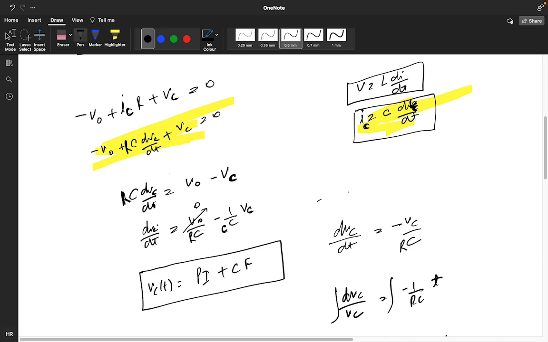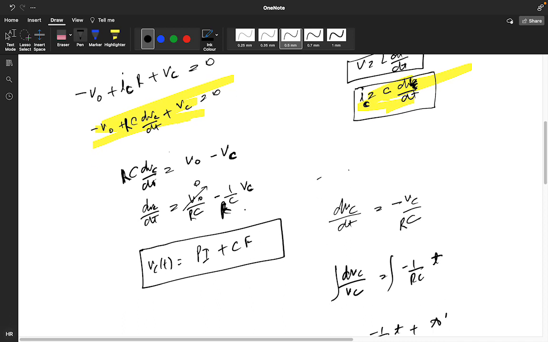Now I get dVc by dt is V naught by RC, this is your 1 by RC, minus Vc by RC. If I solve this differential equation, it will be broken into two parts: particular integral and complementary function.